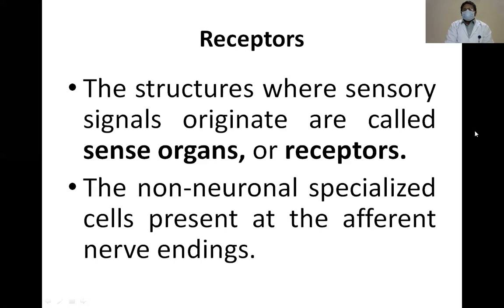Then what is a receptor? We know that there are so many receptors in our body. There are many receptors present on the cell, and even on some of the organelles, and even on the nucleus. Whenever you discuss the endocrine system, you come across many receptors. A receptor is a structure where the sensory signals originate, called the sensory receptors or the sense organs. The sense organs are the sensory receptors.